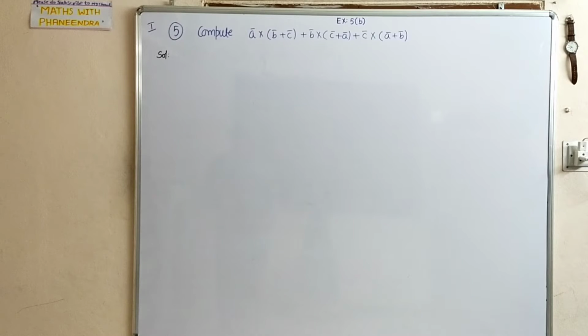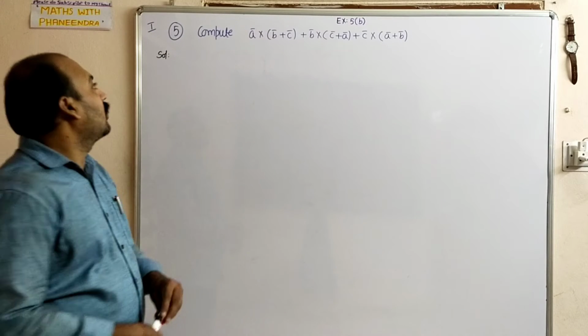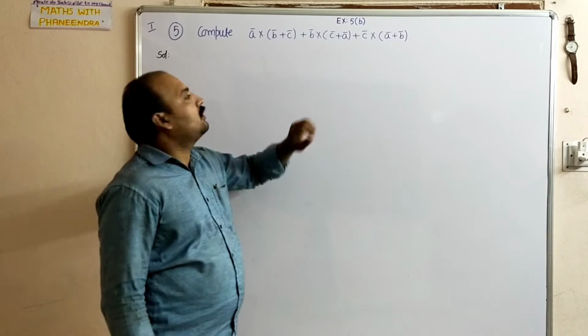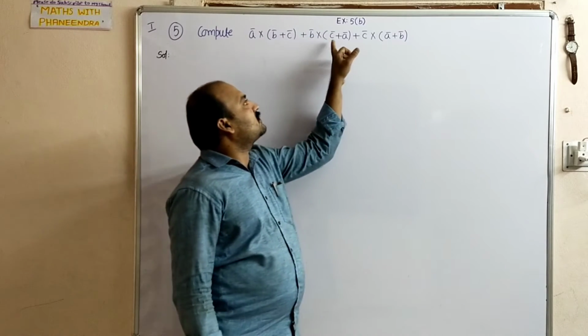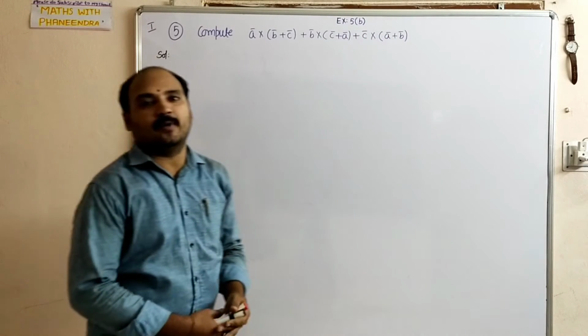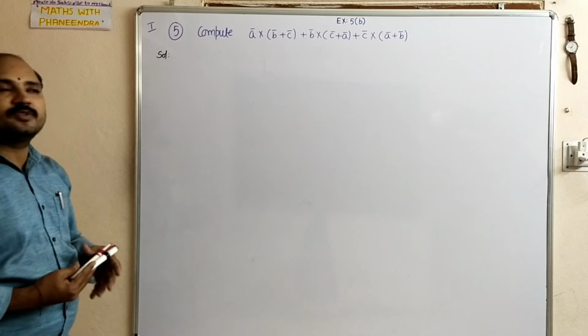The next question. Compute A bar cross (B bar plus C bar) plus B bar cross (C bar plus A bar) plus C bar cross (A bar plus B bar). They are asking to compute this value.